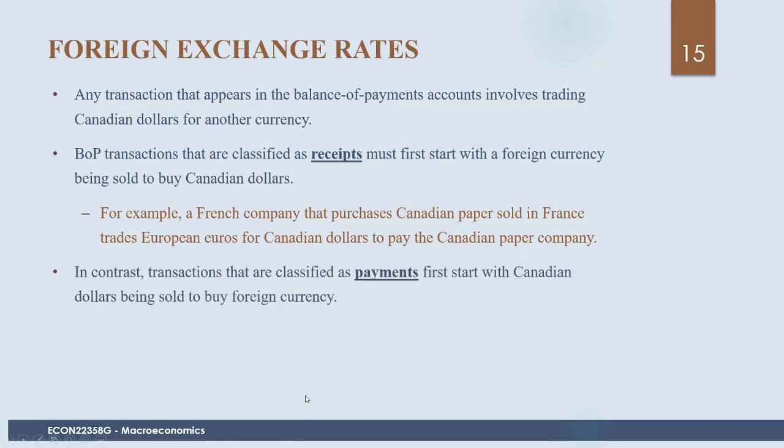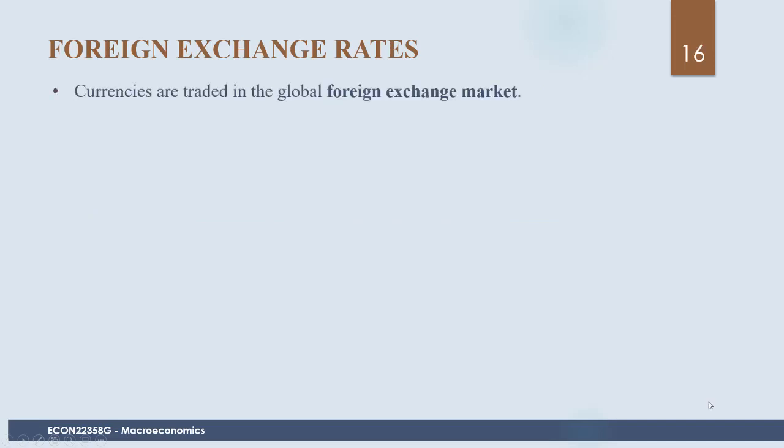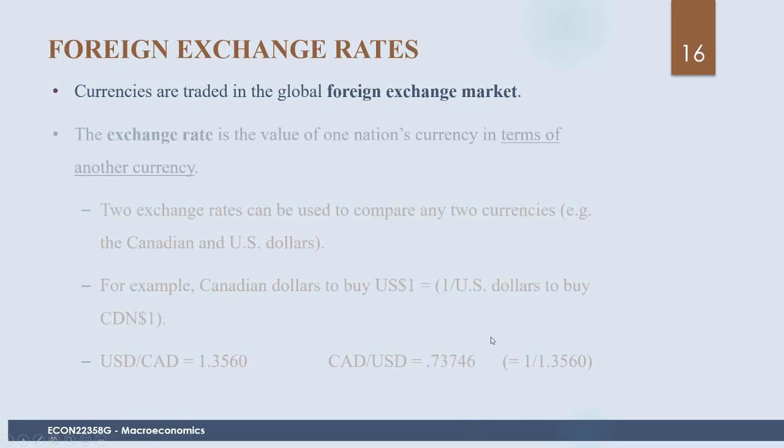In contrast, transactions that are classified as payments first start with Canadian dollars being sold to buy foreign currency. So for example, a Canadian buying the services of a Japanese architect would exchange Canadian dollars for Japanese yen to pay the architect. So currencies are traded in the global foreign exchange market.